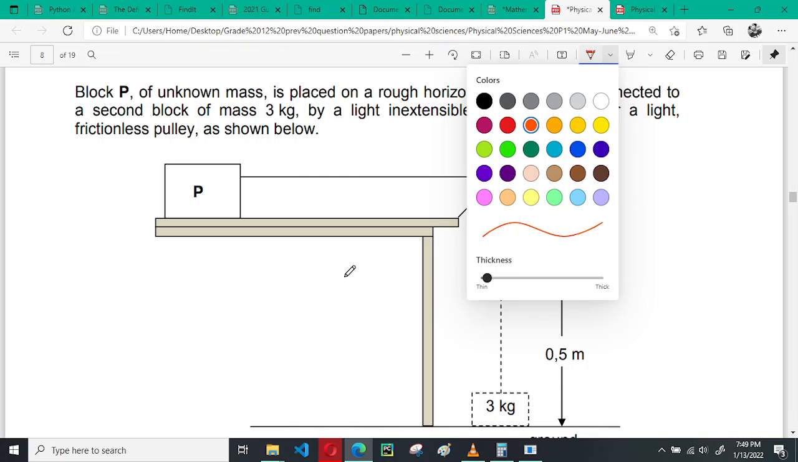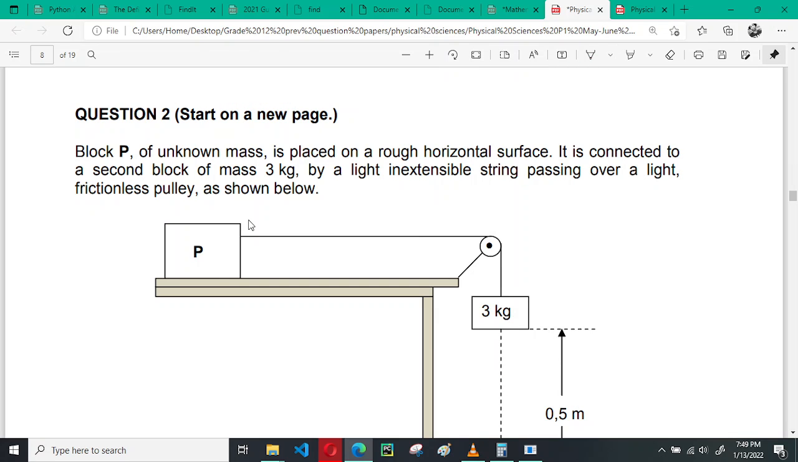Now let's do question two quickly. For today's video we're just going to do question two. Block P of unknown mass is this one here, placed on a rough horizontal surface. Rough horizontal surface means this is the surface they're talking about, and there is friction F, no matter how bad it looks. It is connected to a second block of mass 3.0 kg, this is the block here, by a light inextensible string.